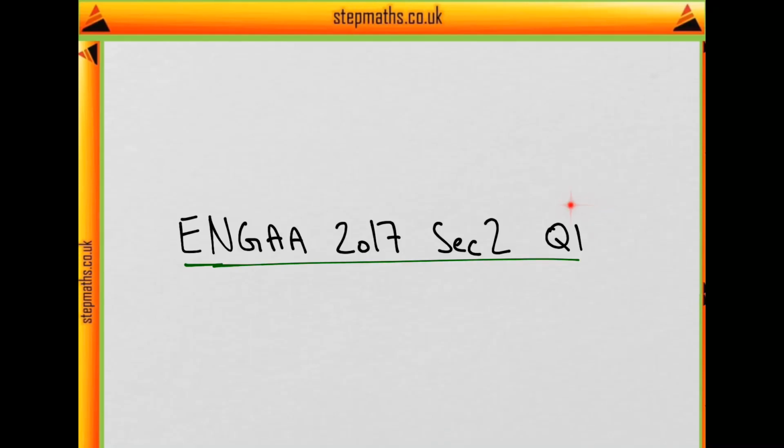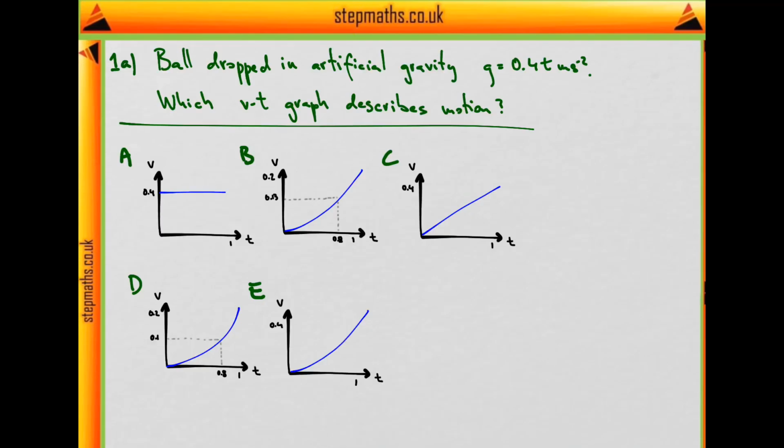In this video, we'll look at the first long question from section 2 of the 2017 exam. In the first part of this question, a ball is dropped in artificial gravity of strength 0.4 times the current time, meters per second. And we are supposed to decide which of the following 5 VT graphs correctly describes the motion. So first of all, we should focus on the general shape of the graph. So what do you think the shape should look like?